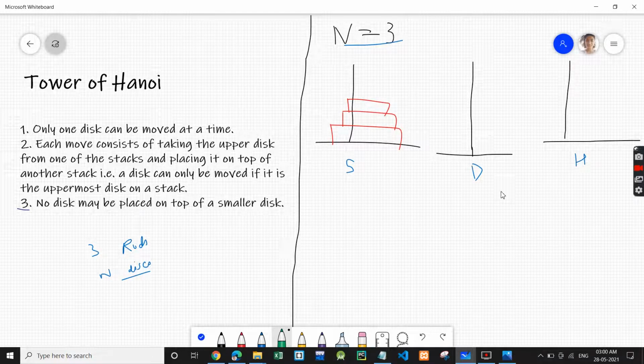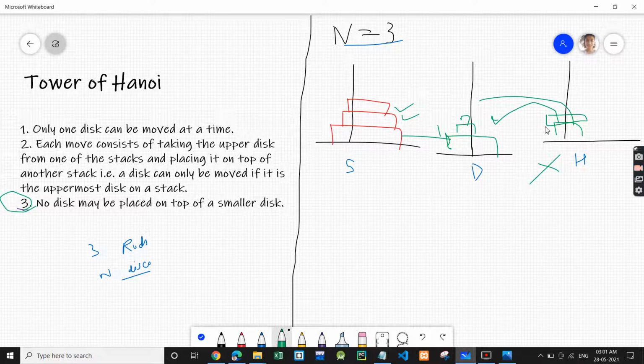Okay, so for most people, the first solution that comes to mind is that we'll move this one to the helper, and again this one to the helper, and when we get to the last one we'll move it to the destination, and then we'll move all the others from the helper. So this is one approach that we get, but this is wrong. This is wrong because of the third condition.